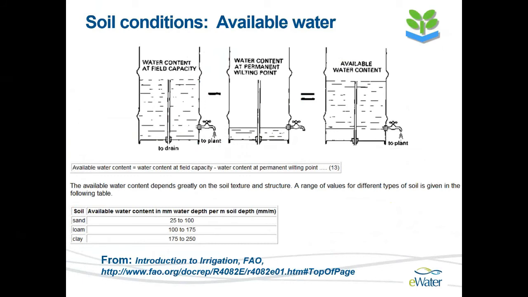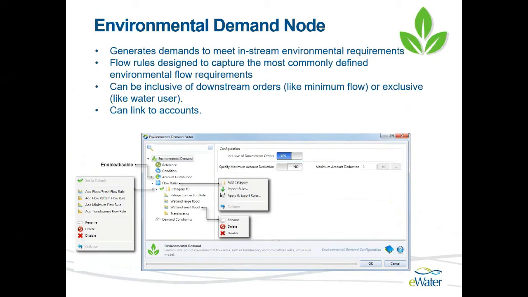I'll move on to talking about the environmental demand node. This generates demands to meet in-stream environmental requirements. So it does this by using a series of flow rules which are designed to capture the most commonly used sort of requirements. You can choose to have your environmental flow as an addition to water orders from downstream.